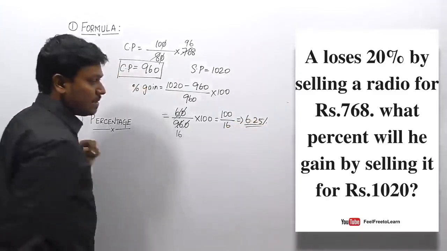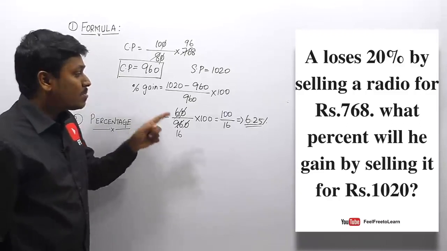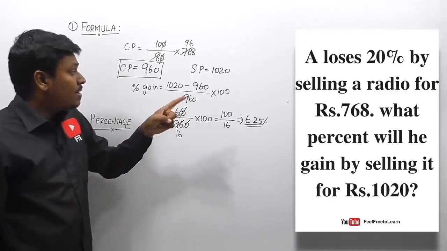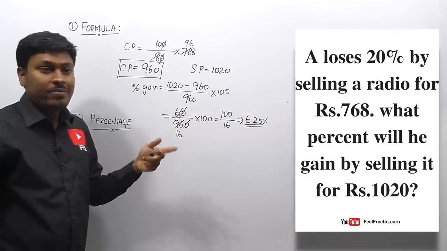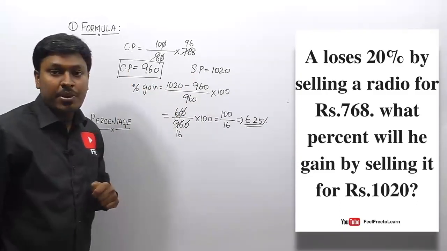6.25%. So finally we can say that the profit he gained will be 6.25% if he sold the radio for what amount, right? 1020. If he sold the same radio for 1020, he is getting 6.25%.